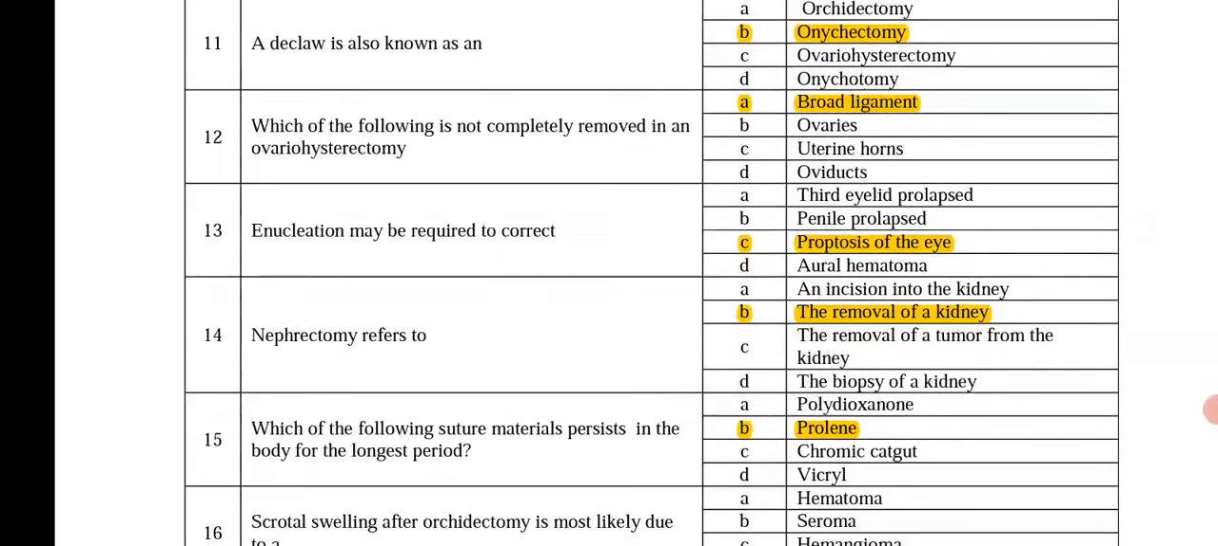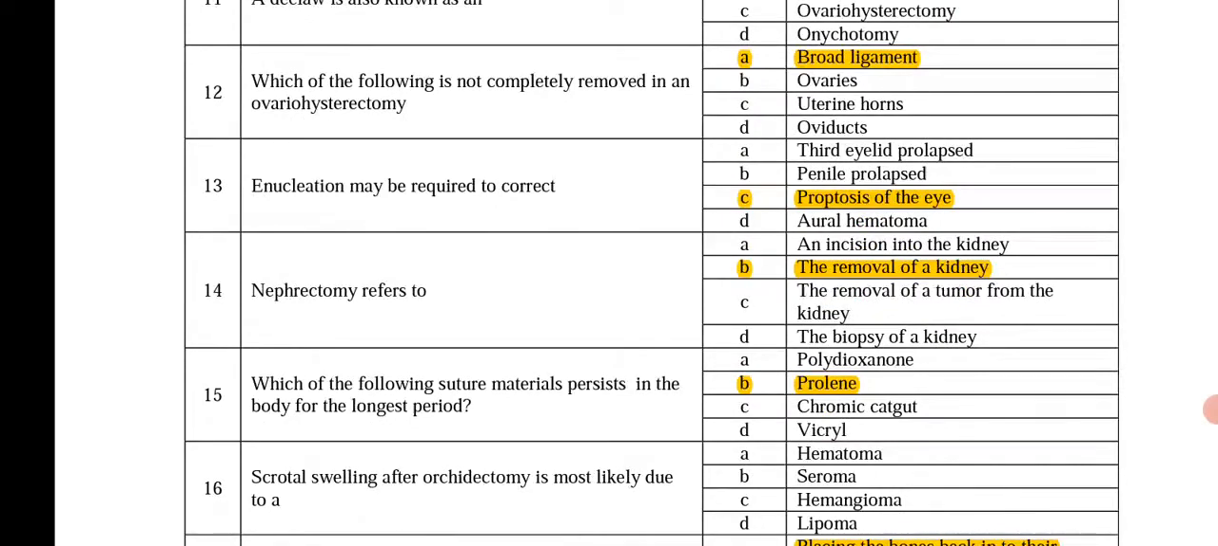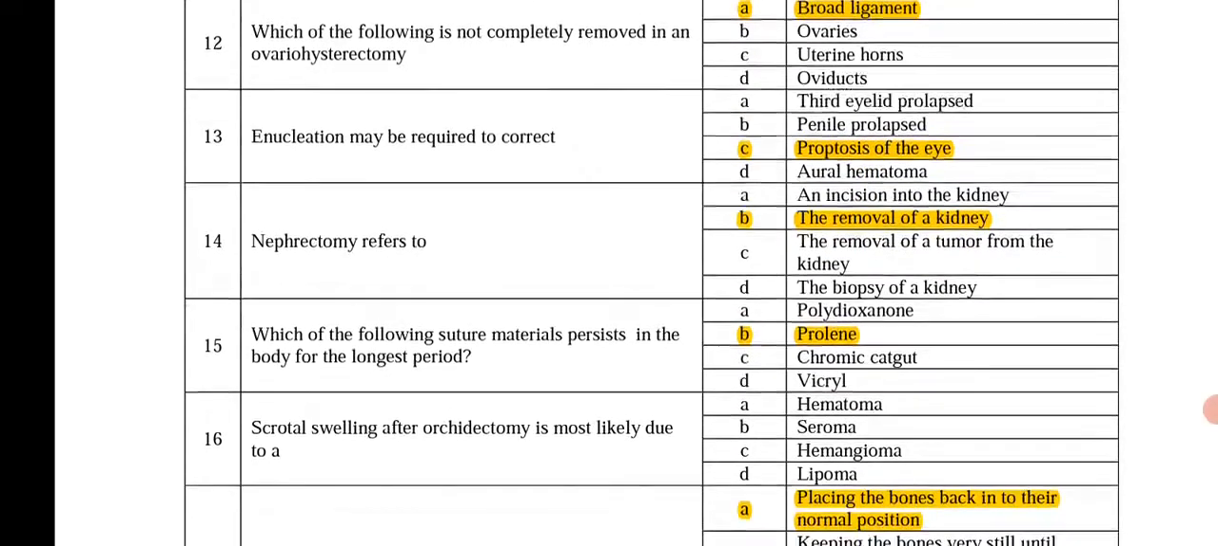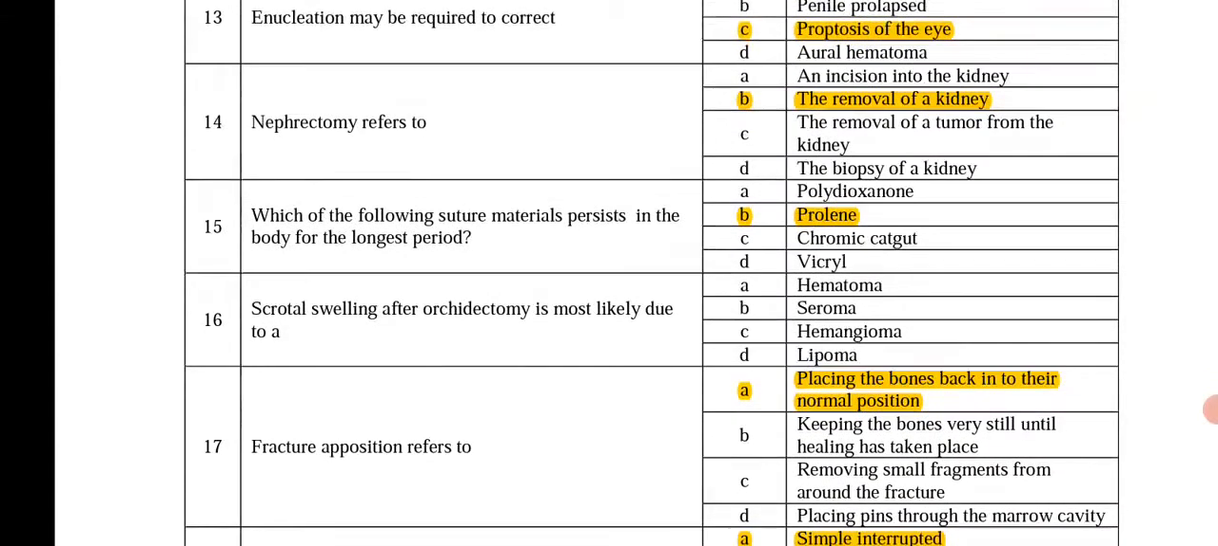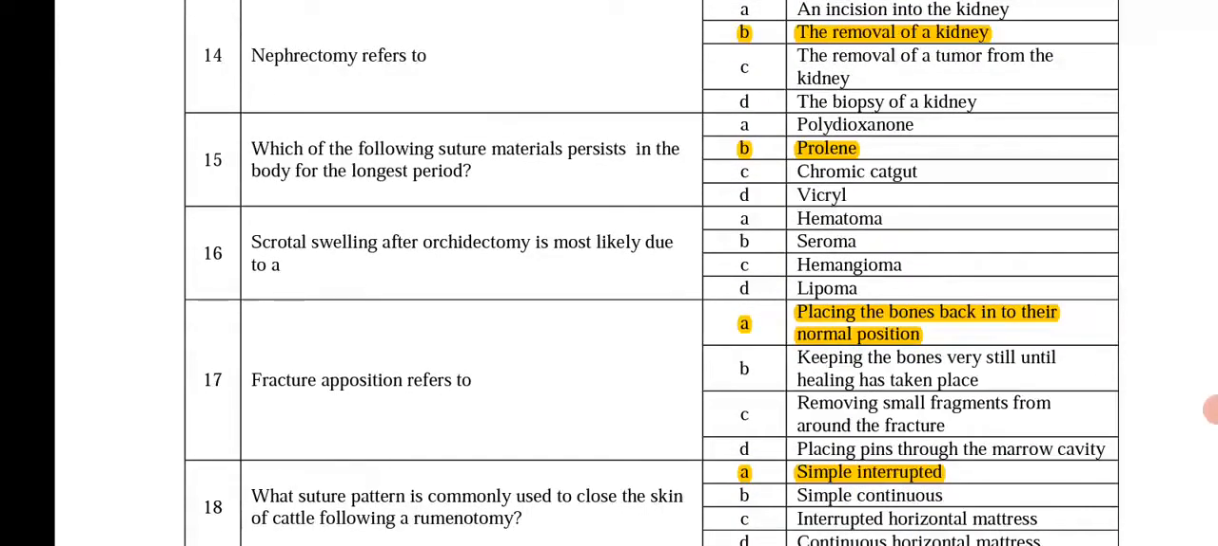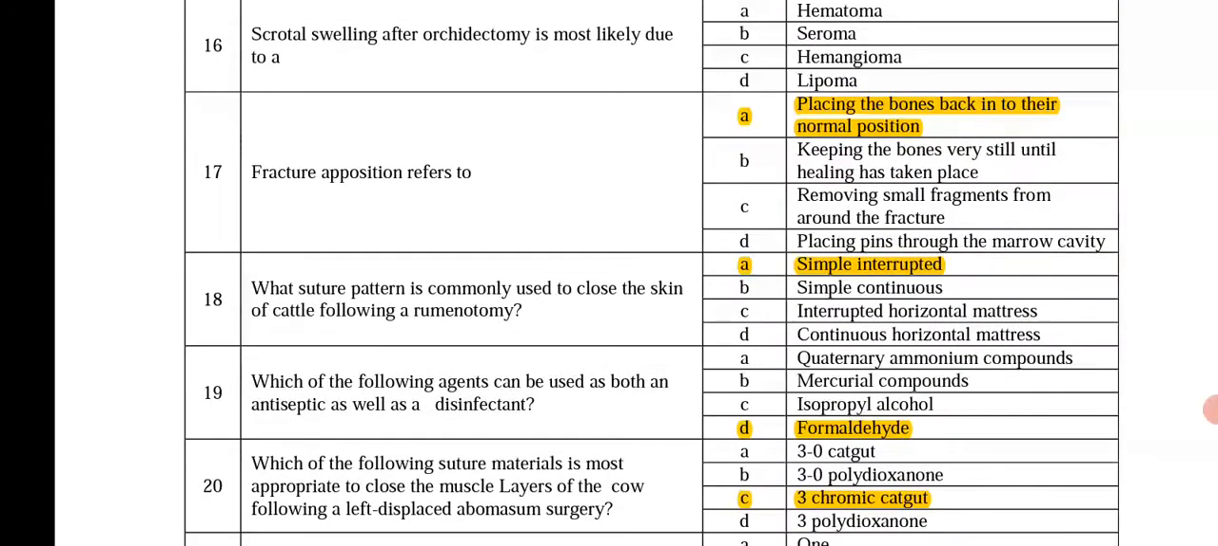Nephrectomy refers to removal of kidney. Which of the following suture material persists in the body for the longest period? Prolene. Scrotal swelling after orchidectomy is most likely due to hemorrhage. Reduction refers to placing of the bones back in their normal position. Which suture pattern is commonly used to close the skin of cattle following a rumenotomy? Simple interrupted suture pattern is most commonly used to close the skin of cattle following a rumenotomy.